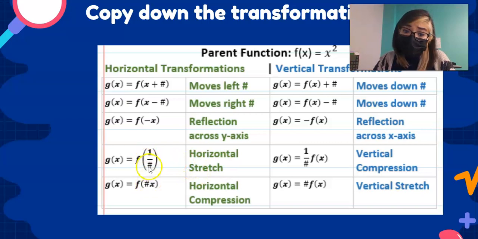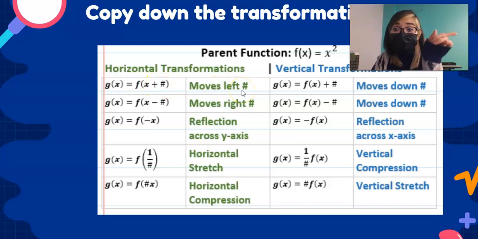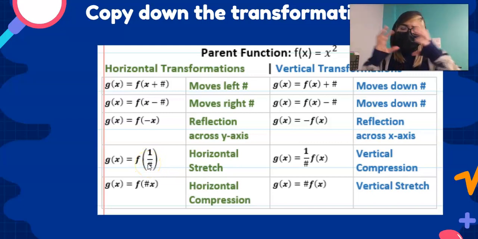And then anytime we're multiplying or dividing, we have stretches or compressions. We'll go into more detail about the difference between stretches and compressions, but generally, for horizontal transformations, we do the opposite. For example, here, even though it was plus a number, we actually move to the left in the negative direction.